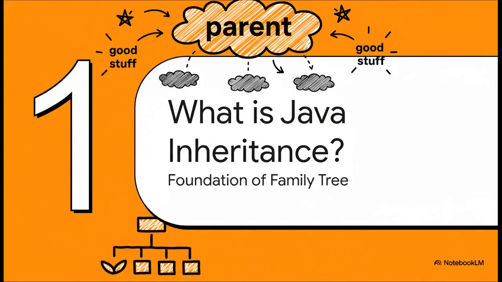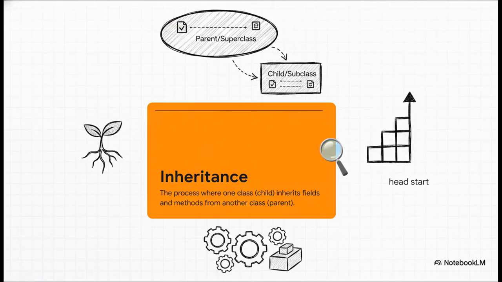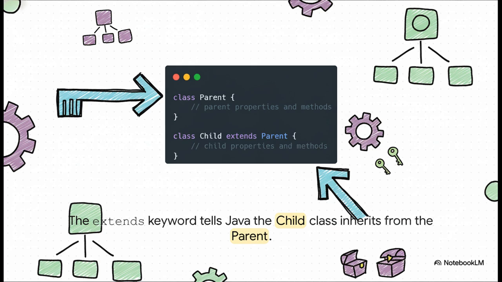So what is this magic bullet? Well, at its core, inheritance is just about creating a family of classes. You start with a general, or parent class, and then you create more specific child classes that automatically get all the features and behaviors from the parent. To put a more formal pin in it, inheritance is the process where one class, we call it the child or the subclass, inherits the fields and methods from another class, the parent or superclass. The child class basically gets a massive head start right out of the gate because it doesn't have to start from scratch.